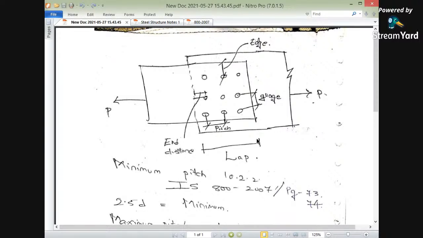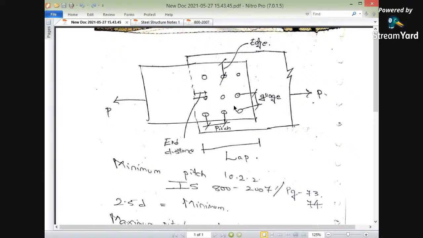This slide, or this figure, I have already discussed in the previous lecture, but today's lecture is totally dependent on this figure. Therefore we will discuss this figure. In this figure we will discuss the bolted connections.